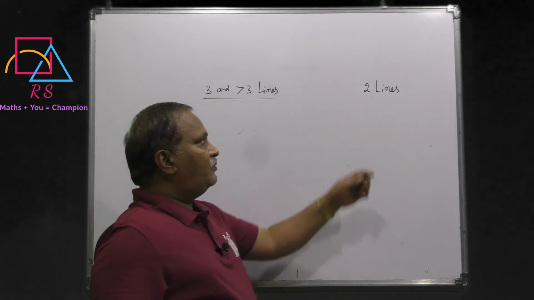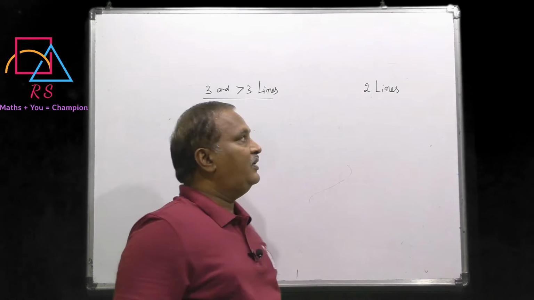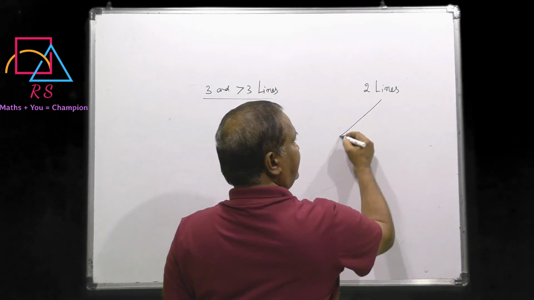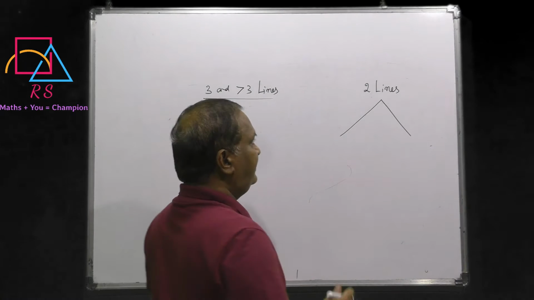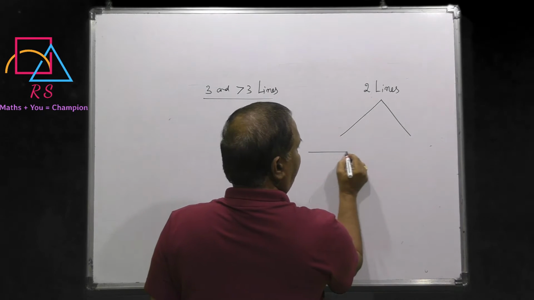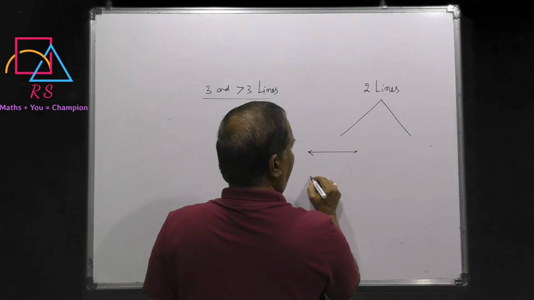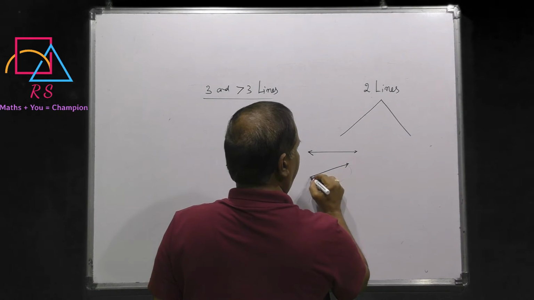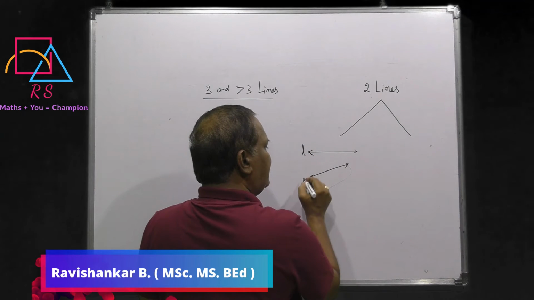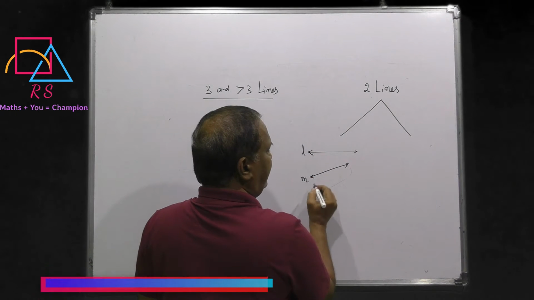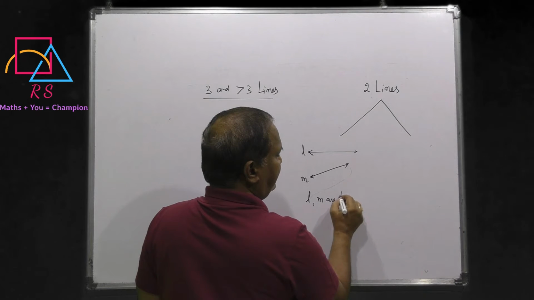So what are the possibilities for how we can draw two lines? We can draw two lines in two different ways. There are only two possibilities. If you draw a line like this, this is one line and this is one more line. Now I will use small letters. L is one line, M is one line. So here L and M are two lines.